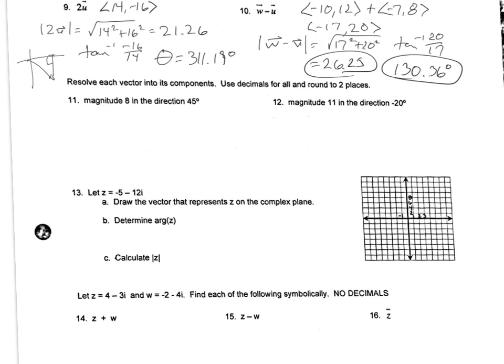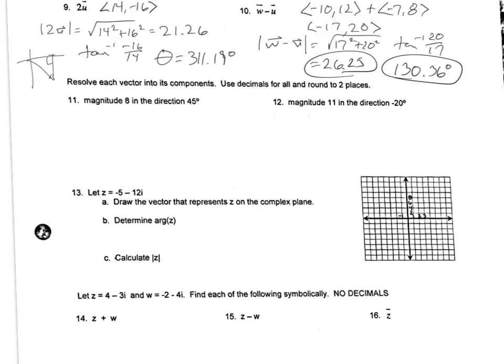So if you notice here, the first time we did this, the directions were different. The directions said if your angle's on the unit circle, then you can't have decimals. But the directions here said we can use decimals for all of them, and we can round to 2 decimal places. So that makes this extremely easy. Make sure your calculator is, of course, in degrees, but it should have been for 9 and 10 anyway.